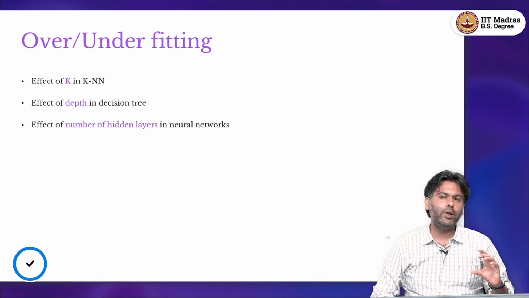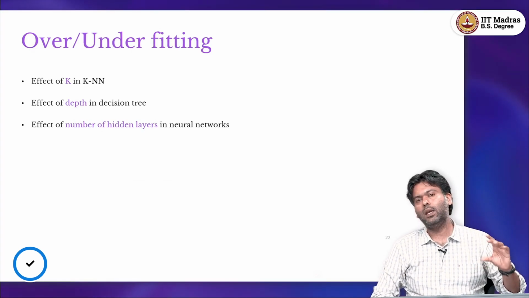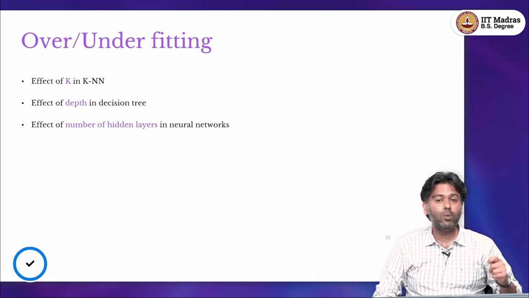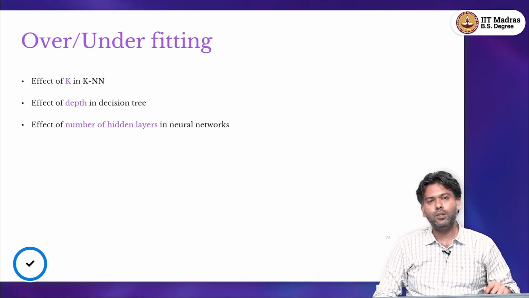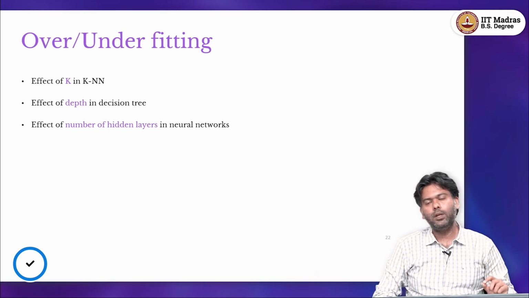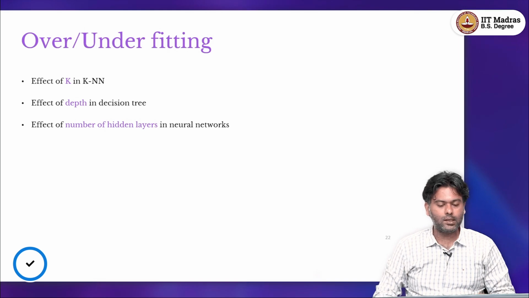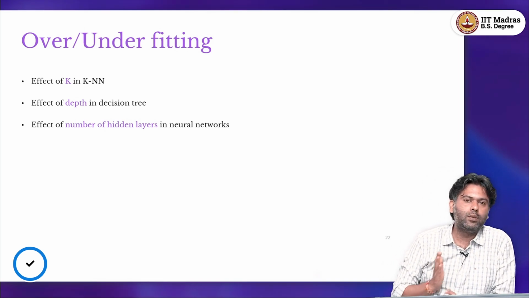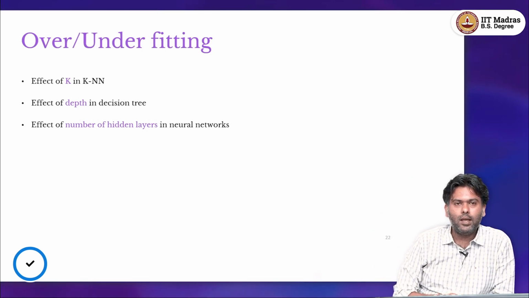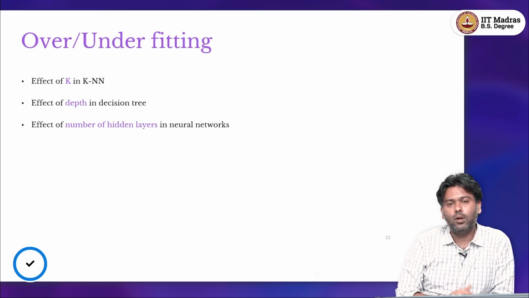Now, how do I choose, right? In all these three methods that we saw, in k nearest neighbors we want to choose k, in decision tree we need to choose depth, and in neural networks we need to choose the number of hidden layers. But how can you choose the right k, or right depth, or right number of hidden layers, or number of neurons in your hidden layer in a neural network, right?